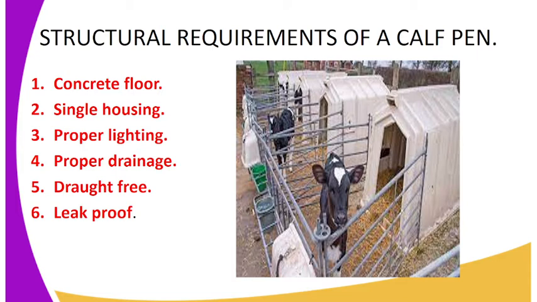Then the fifth one is draught free. A calf pen should be draught free because a lot of cold wind, if allowed into the calf pen, will result in calf pneumonia. Then we have leak proof. It should be leak proof so that it will encourage the calf pen to be warm and dry.